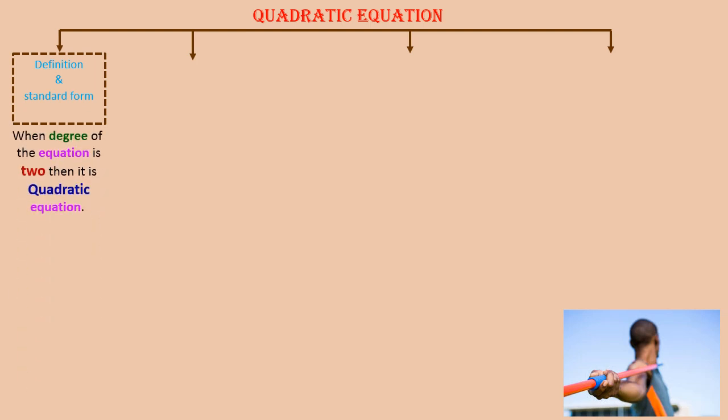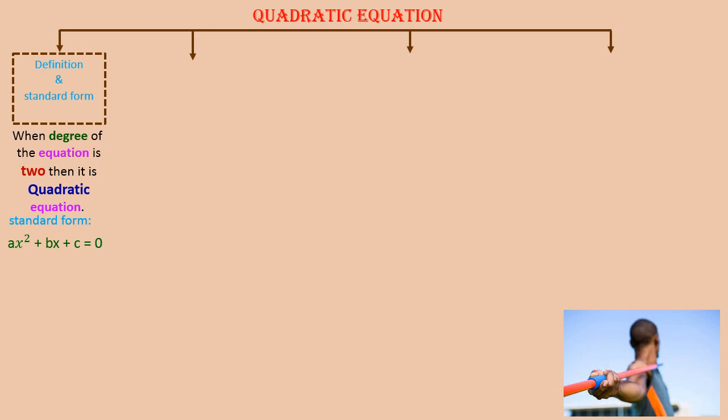Also we can say that when the degree of the given equation is 2, then it is called a quadratic equation. Only, a should not be equal to 0. The coefficient of the squared term should not be 0. The standard form of the equation is ax square plus bx plus c equals 0, and from here you can find the values of a, b and c.